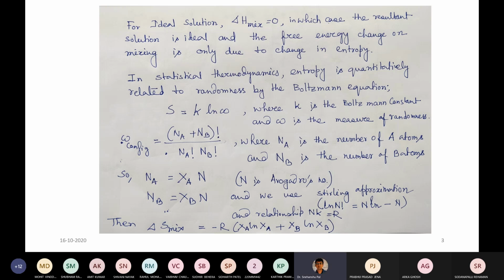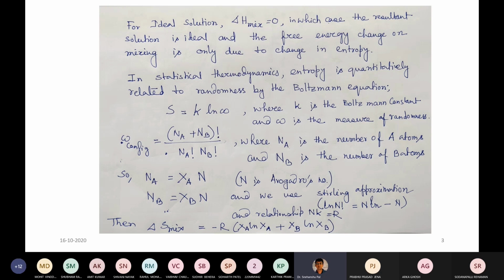If there is no volume change or heat change during the mixing, then what will happen? First you have to understand that if there is no volume change or heat change during the mixing, then the only contribution to del S mix is the change in configurational entropy. There is no volume change, there is no thermal entropy, no heat change. During the mixing, the only contribution to del S mix is the change in configurational entropy.